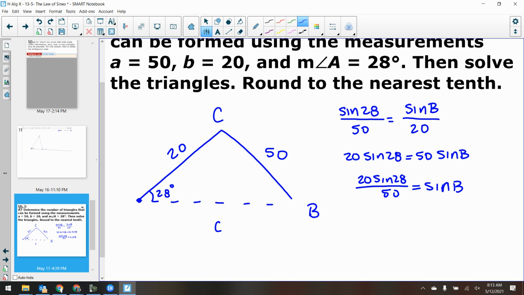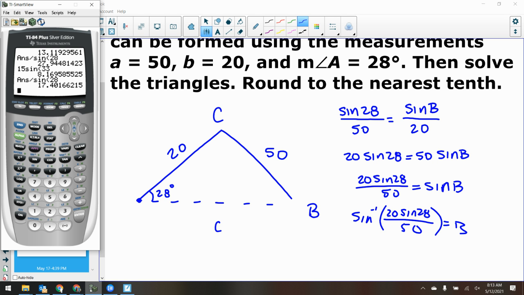So sine B. How do I solve for B? Inverse sine of the opposite side. So inverse sine of 20 sine 28 over 50. Now, here's how I would recommend putting this into your calculator. I would take 20 sine 28 divided by 50. I don't know why we're out of parentheses there. And then take inverse sine of that. That's going to be 10.8 degrees.